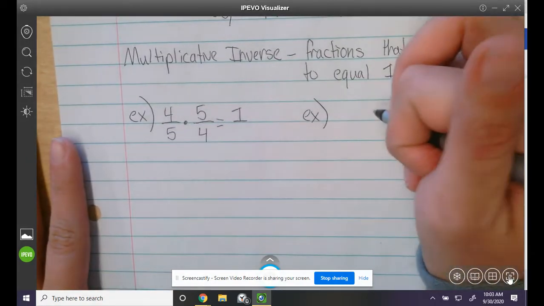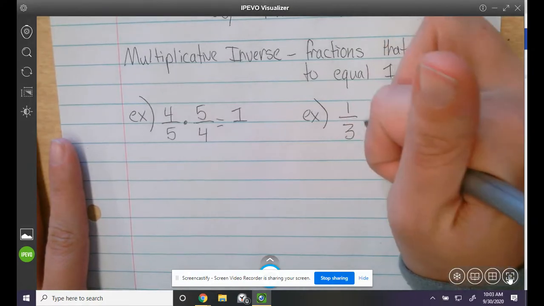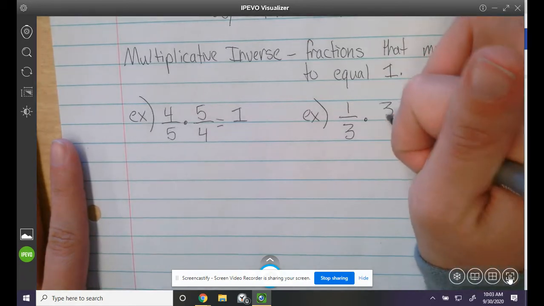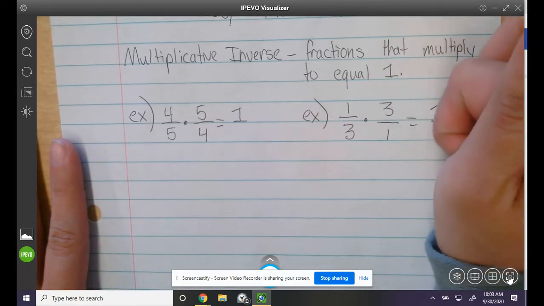All right, so another one. 1/3. What would have to be my multiplicative inverse for 1/3? 3 over 1.